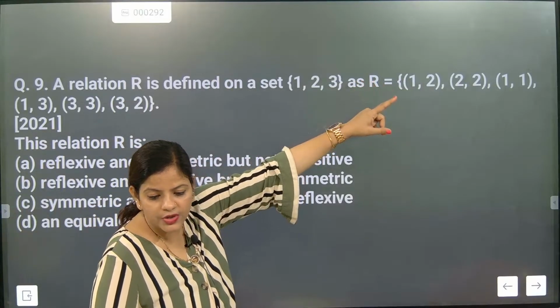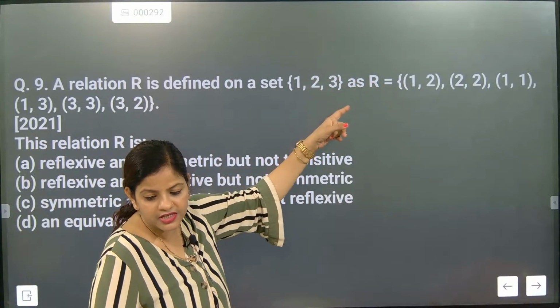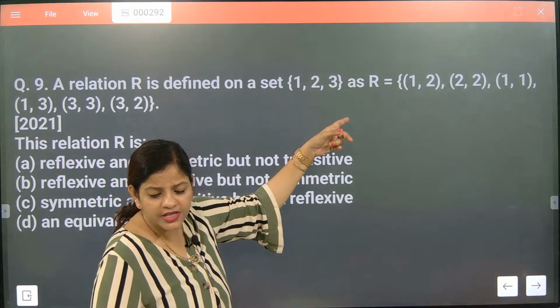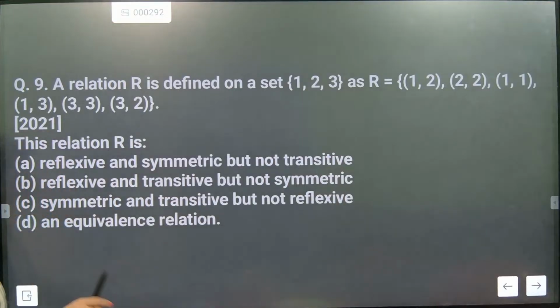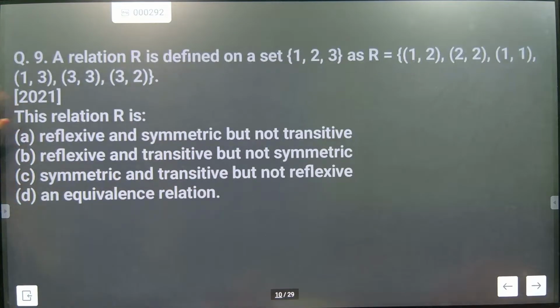1 2, 2 2, 1 2 is there. 1 3, 3 3, 1 3 is there. 1 3, 3 2 is there, so 1 2 is there. 100% it is reflexive and transitive, but it is not symmetric. Bang on. So 2021, your answer is correct, and you might have got the full mark there.